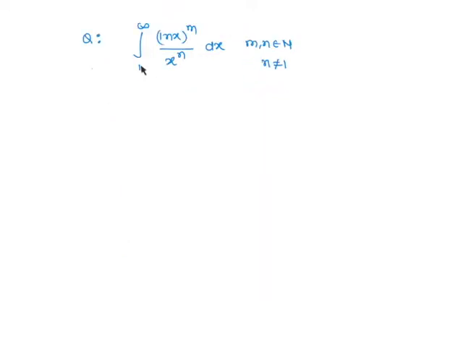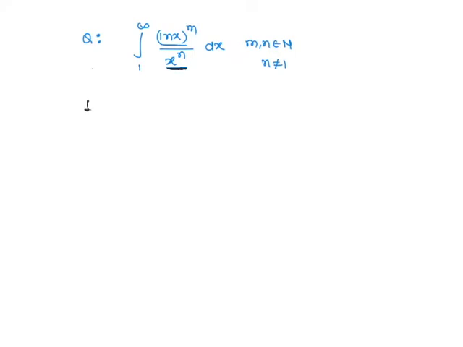Next problem is the integration from 1 to infinity of ln x power m divided by x power n dx, where m, n belong to N and n is not equal to 1. To solve this problem, we have to use u into v. In this, one function we will take as the integrating function and one function as the differentiating function. Which function do we take as the integrating function? Those functions we can integrate easily. So we can integrate x power n easily.